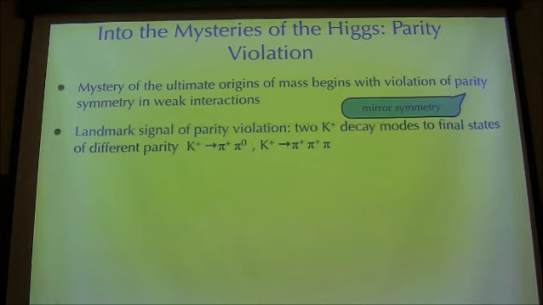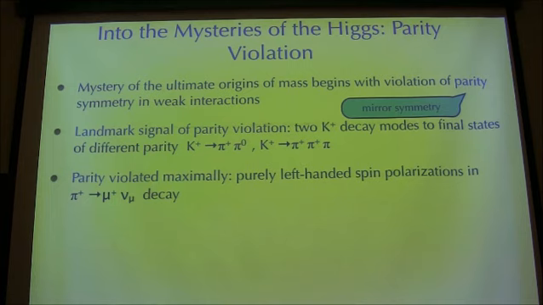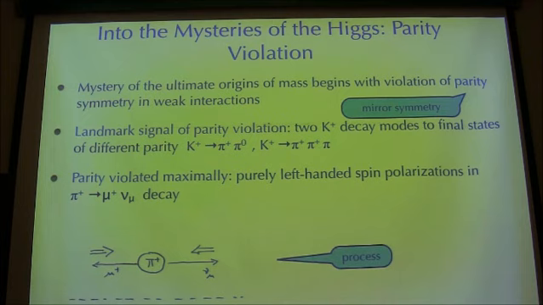Space-time reflection. And the landmark signal came from the K+, that there were two decay modes to states that have different parity. So there's no way that the interaction responsible for this decay can conserve parity if the parity of this final state is different from this final state. And not only was parity violated, but it was violated as much as it could possibly be violated, which really kicked people in the head. It was really hard to understand.